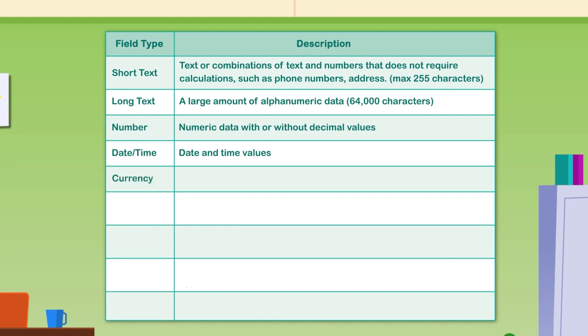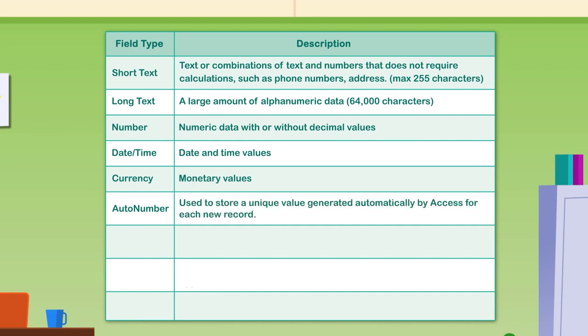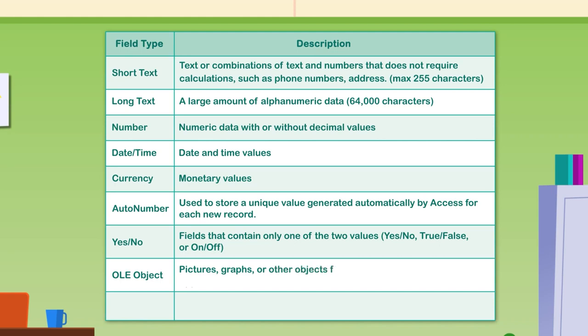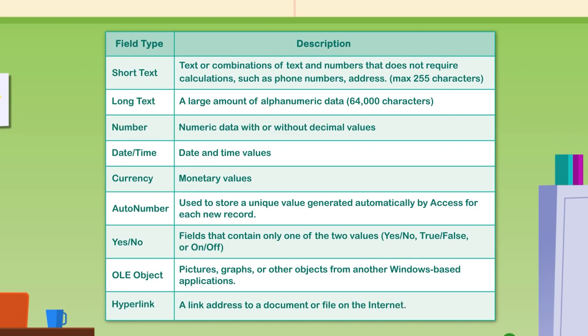Fifth is currency, which are monetary values. Sixth is auto number. It is used to store a unique value generated automatically by Access for each new record. Then we have yes or no, which are fields that contain only one of these two values: yes or no, true or false, or on or off. Next is OLE object, which are pictures, graphs, or other objects from other Windows-based application. And ninth and lastly is hyperlink, a link addressed to a document or a file on the internet.